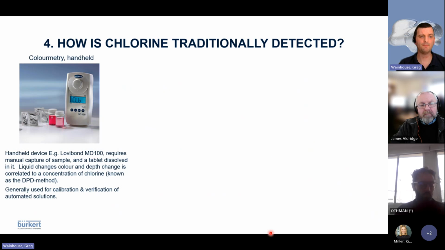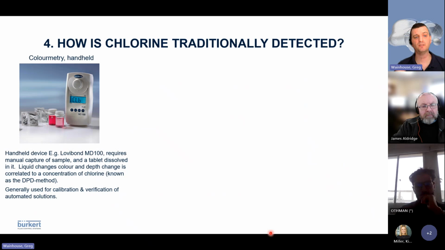Well, on applications, we sometimes do see handheld devices. So a process called colorimetry, where a sample is taken offline, then mixed with, for example, a tablet, something like the Lovibond MD100, which is a very common device across the various different industries. They'll take that, mix it with the tablet, wait for it to dissolve, and then the water will change color based on how much chlorine there is in the water.